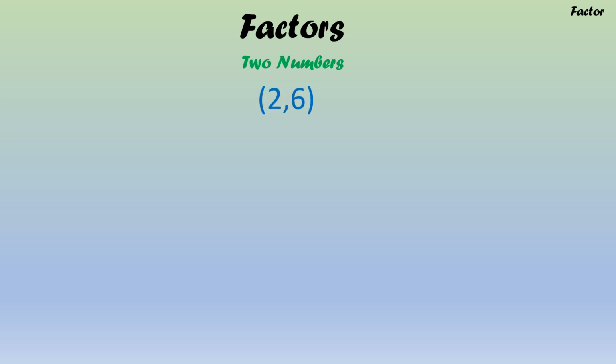In this part, we'll talk about factors. We already learned what factoring means. But now, suppose we have two numbers and we need to check which one is the factor of the other. Here's an example, 2 and 6. Which one is the factor, 2 or 6? For sure, 2 is a factor of 6, since 2 times 3 is equal to 6.